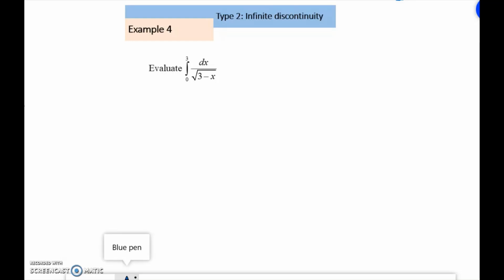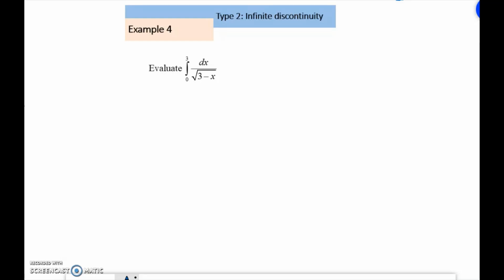Now, let us try this example. Evaluate this function where the limit is from 0 up to 3. So, the first thing you need to identify is the type of the integral. Is it an improper integral or is it a definite integral? Here the interval is from 0 up to 3, meaning that it is a definite integral.